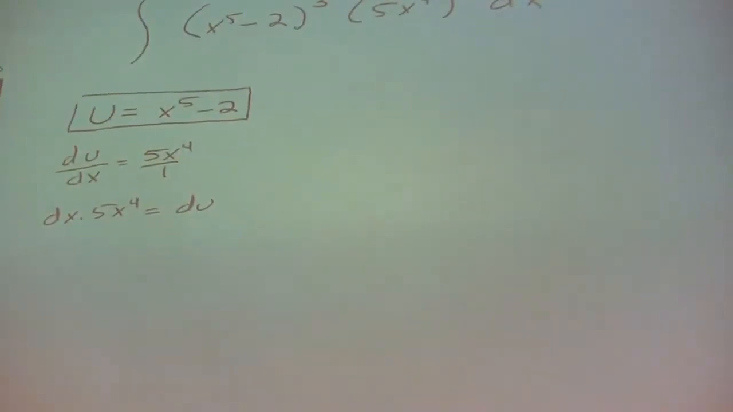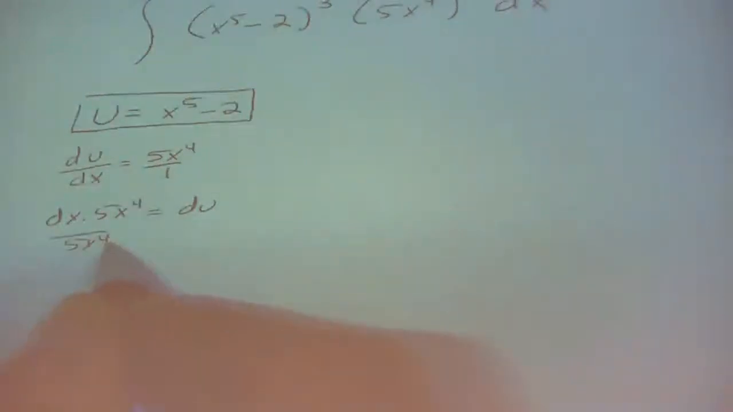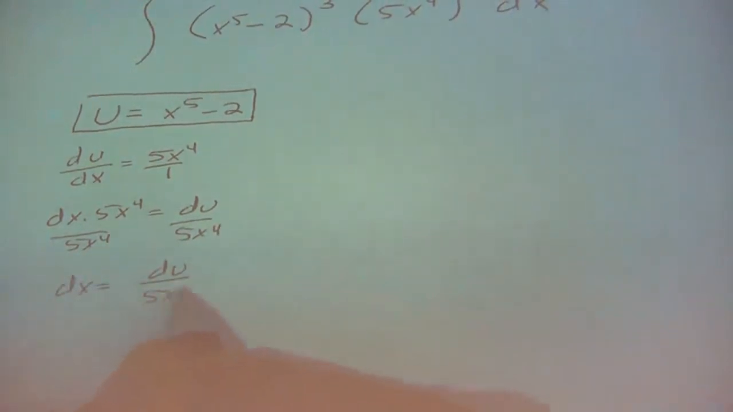Any questions on how I did that? Then, I want dx by itself, how do you get rid of times 5x to the fourth? Divide by 5x to the fourth, divide by 5x to the fourth. You get dx equals du over 5x to the 4th. Now, I'll give you a little idea, a little hint.